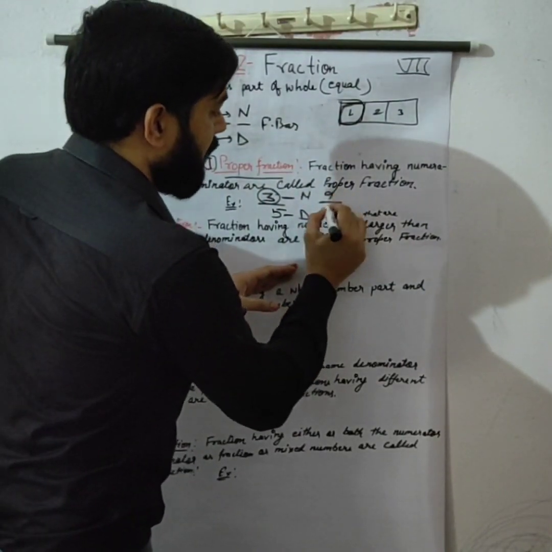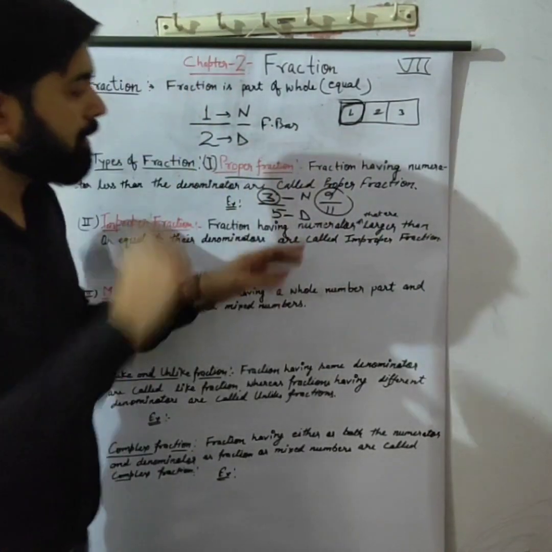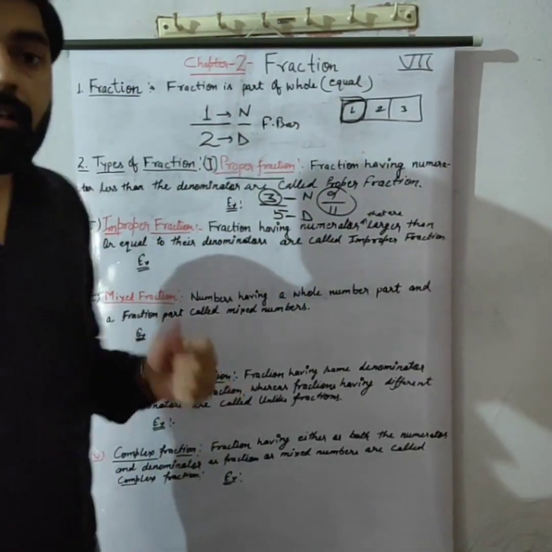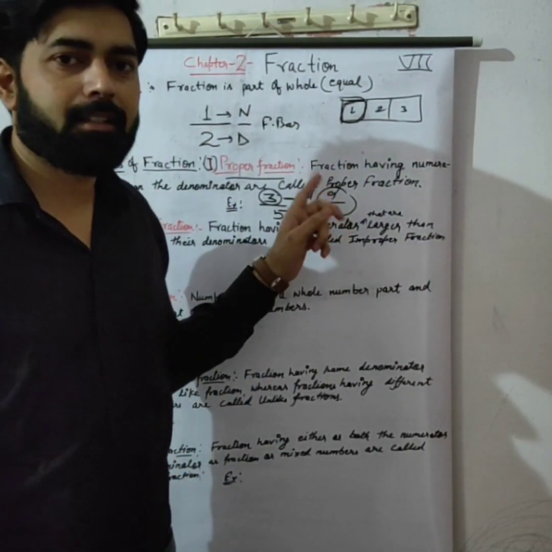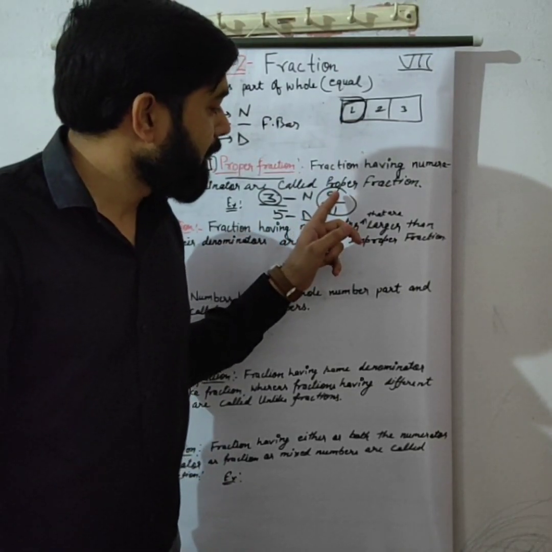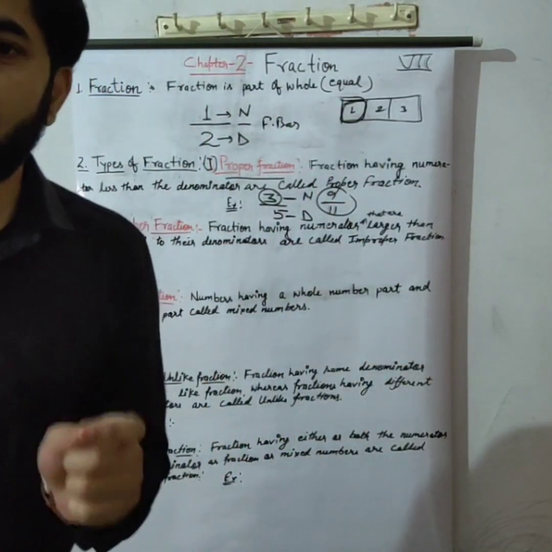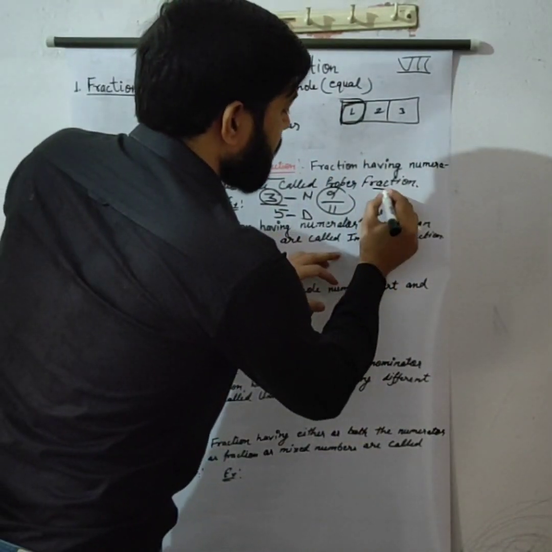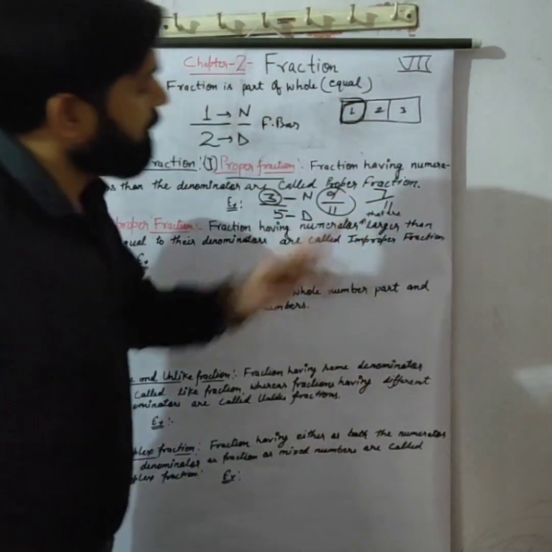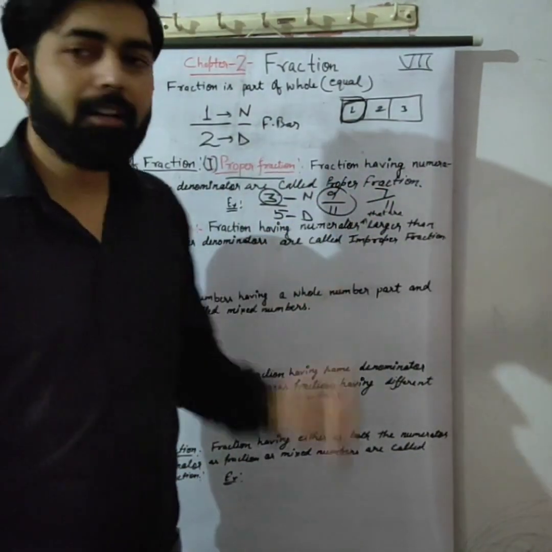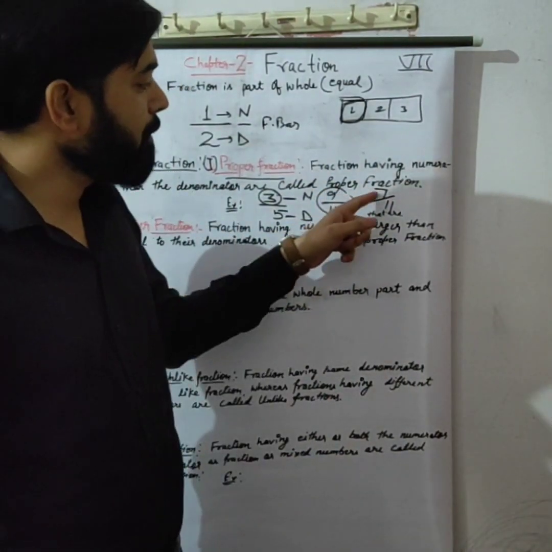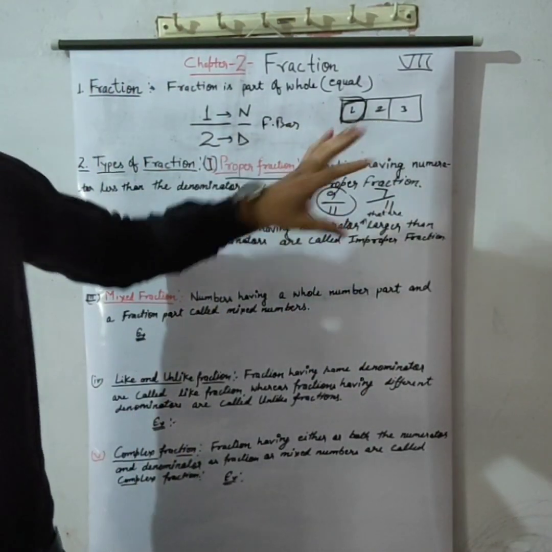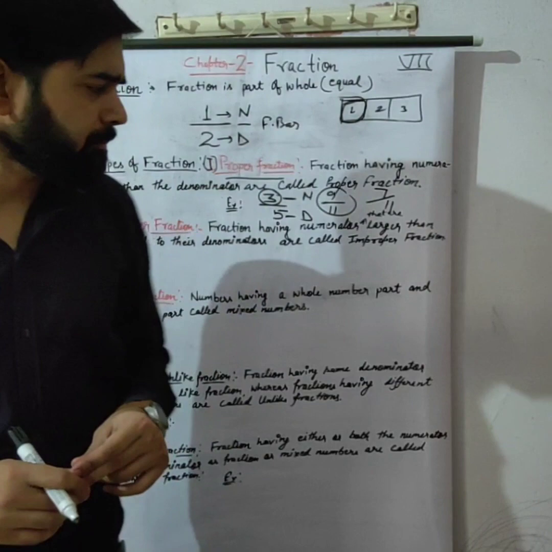And 9 upon 11 is also a proper fraction. Why? Because the numerator is less than the denominator. Okay, tell me, what type of fraction is this? Yes, this is a proper fraction. Why? Because the numerator is less than the denominator. So this type of fraction is known as a proper fraction.